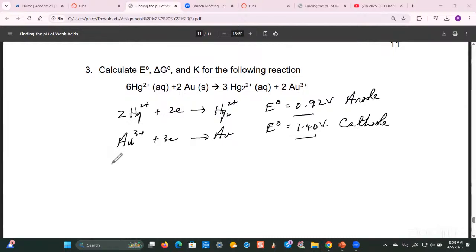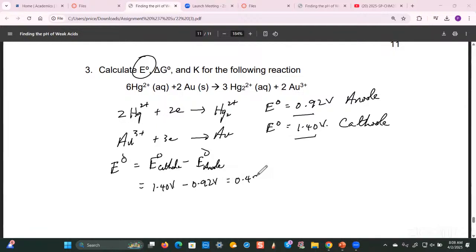So therefore, the standard EMF of the reaction, which is what the question is asking for here, if you remember from the examples that we have worked, it's the EMF of the cathode minus the EMF of the anode, standard in each case. So that would be 1.40 volts minus 0.92 volts. And when I did that calculation, I got 0.48 volts, right? So that's the first thing that we solved. E standard.